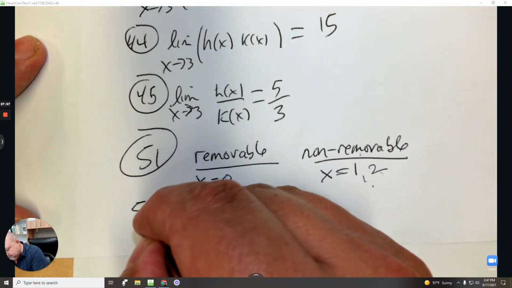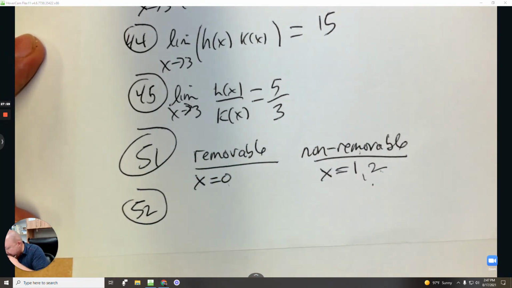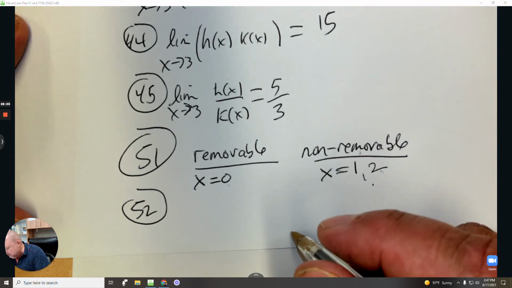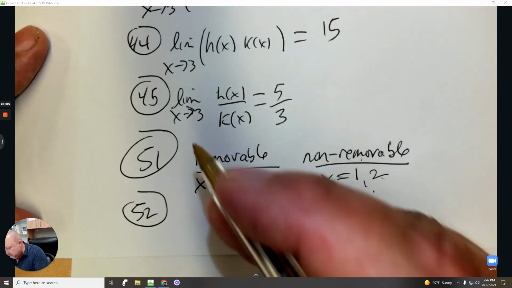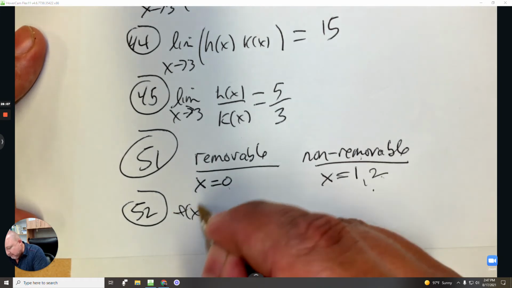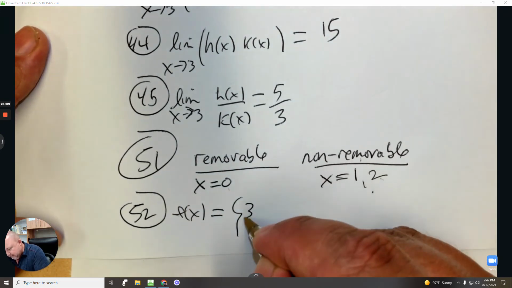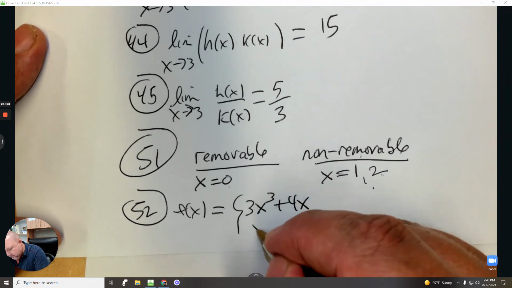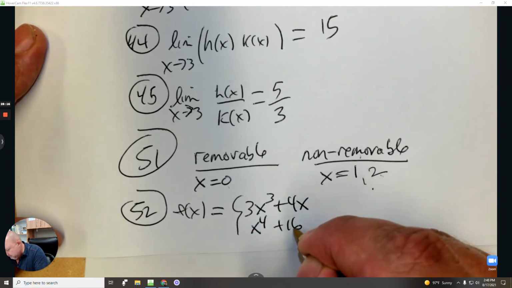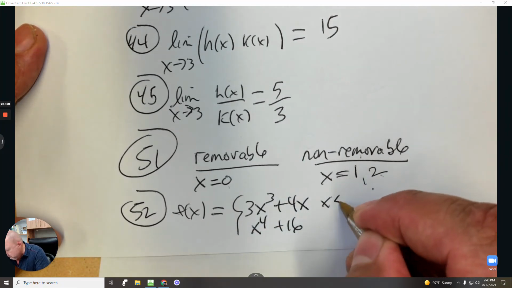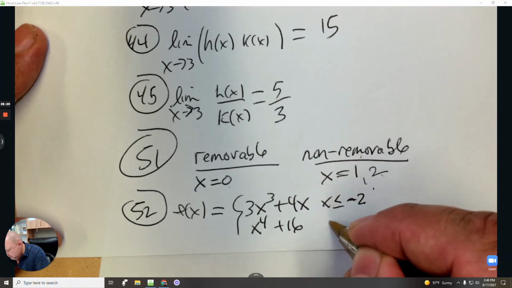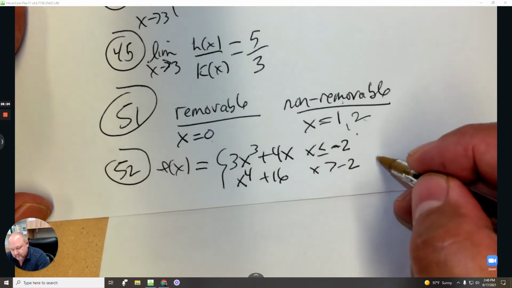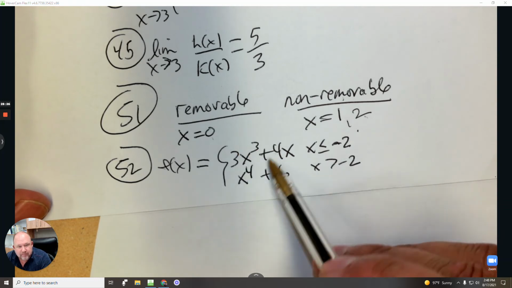52. Find all discontinuities for the following functions and classify them as removable or non-removable. Don't use a calculator. All right. Last part of our work. So both pieces are continuous.